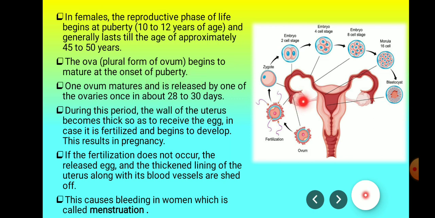One ovum, one egg, matures and is released by one of the ovaries once in about 28 to 30 days. During this period, the uterus becomes thick so as to receive an egg. In case it is fertilized and begins to develop, this results in pregnancy. If the fertilization does not occur, the released egg and the thickened lining of the uterus along with its blood vessels are shed, and this causes bleeding in women, which is called menstruation.